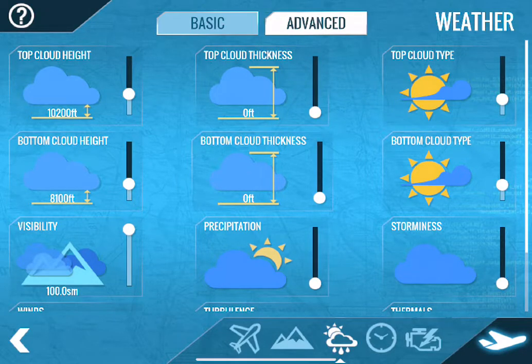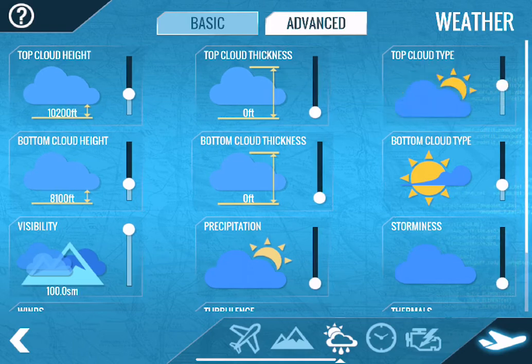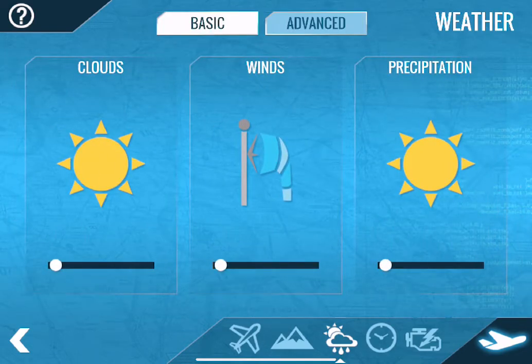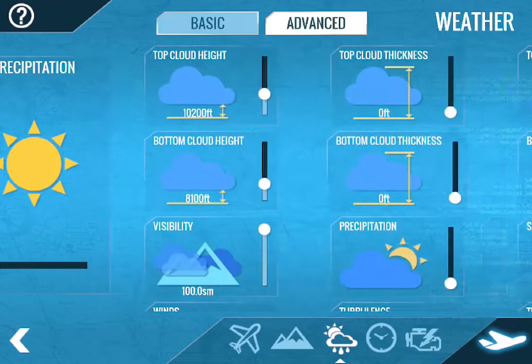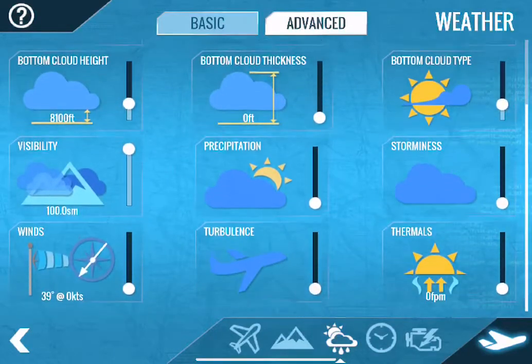So I have the top cloud type, so you can do basic or advanced weather. Clouds, precipitation, winds. This is advanced weather.